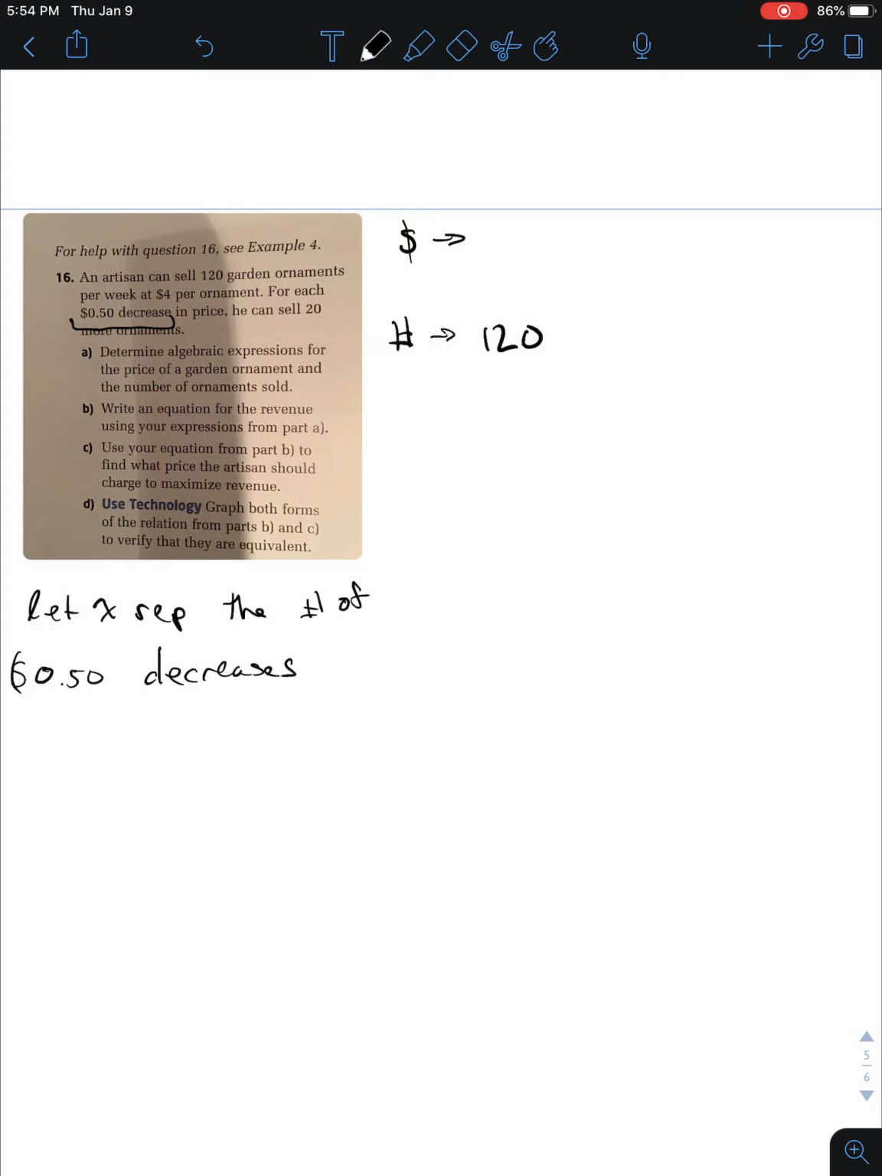You're going to substitute X in for the 50-cent thing, the number of them. So you're not actually going to see the 50-cent thing appear anywhere. Oh, that's a lie, because it's talking about money, so it has to appear in the money piece, but not in the number of. So the number of something is going to change. If the price decreases, the number increases, so I'm going to go plus. He can sell 20 more ornaments if he decreases the price by 50 cents once. So it's 20X.